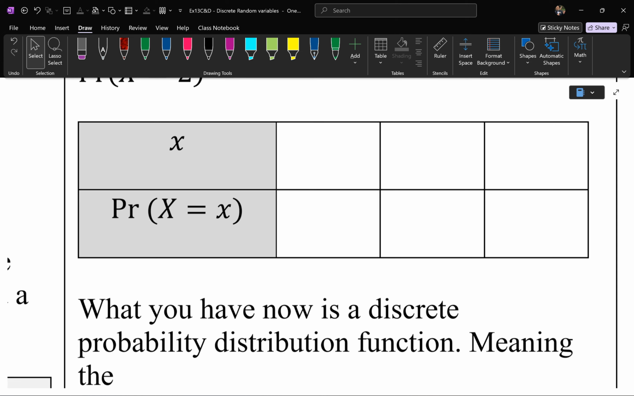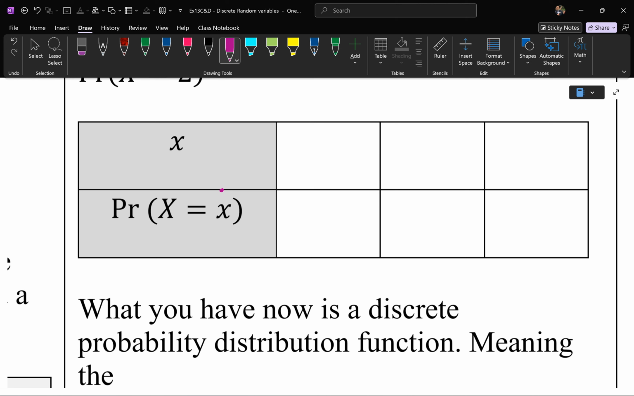If I rolled it 5 times, I can get 0 3s, 1 3, 2 3s, 3 3s, 4 3s, 5 3s. Those are the possible little x's. This is the notation that you use. Capital X is the random variable, and little x is the possible outcomes. Does that make sense? Okay, so it's just reading notation there.